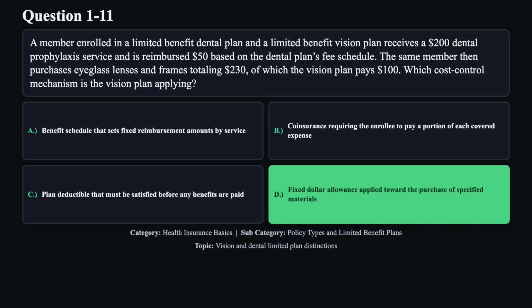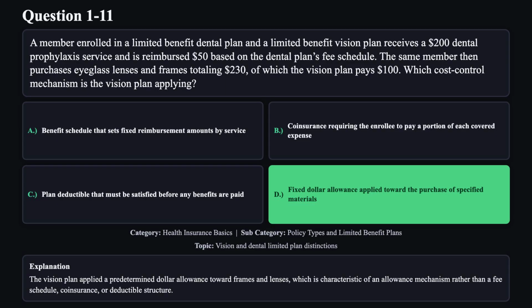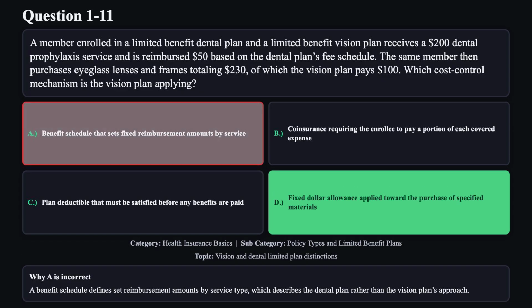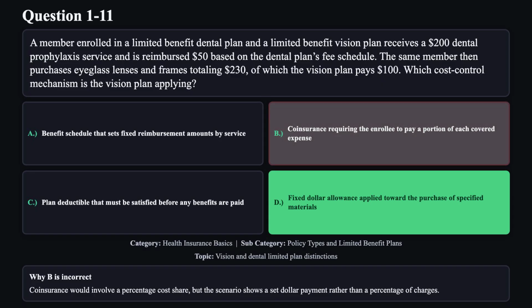The correct answer is D. The vision plan applied a predetermined dollar allowance toward frames and lenses, which is characteristic of an allowance mechanism rather than a fee schedule, coinsurance, or deductible structure. Reason A is not correct. A benefit schedule defines set reimbursement amounts by service type, which describes the dental plan rather than the vision plan's approach.